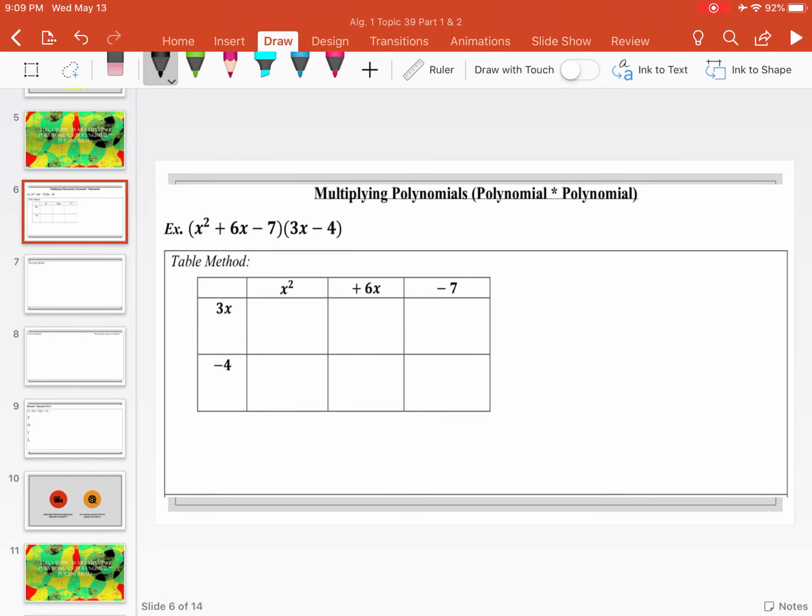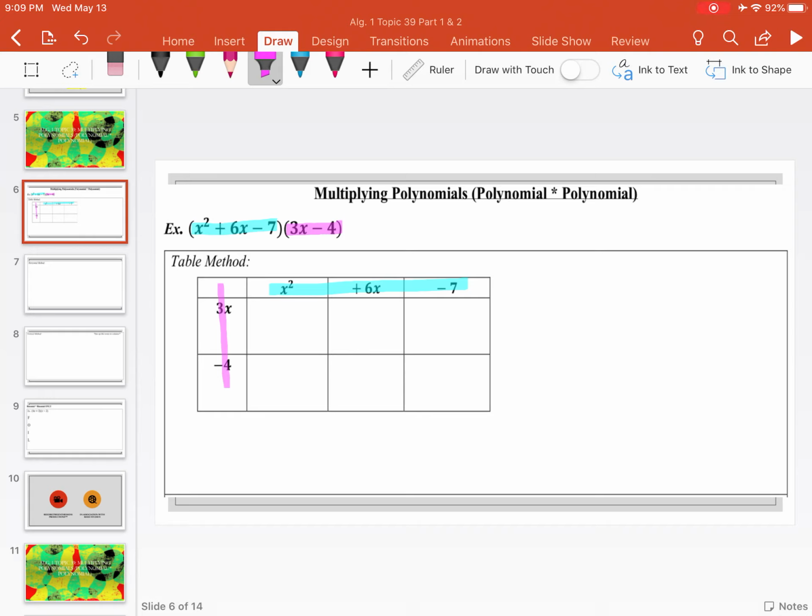In our example here, the first method that we're going to learn is the table method, sometimes also called the box method. So in this example, we have a trinomial times a binomial. Our trinomial has 3 terms, and I lined up these terms across the top. Now we're multiplying this by a binomial, so I lined up these terms vertically.